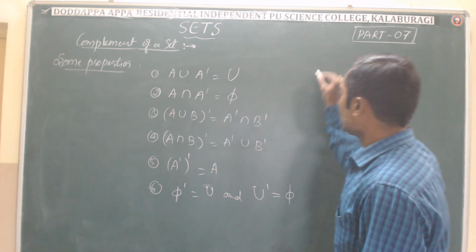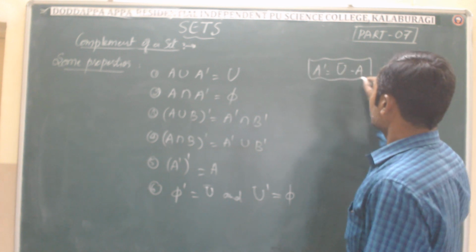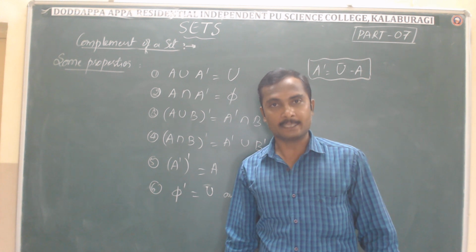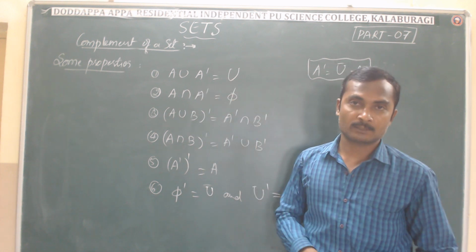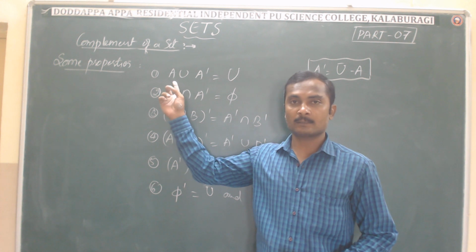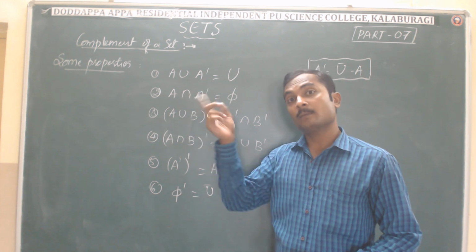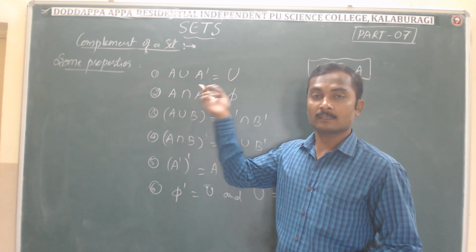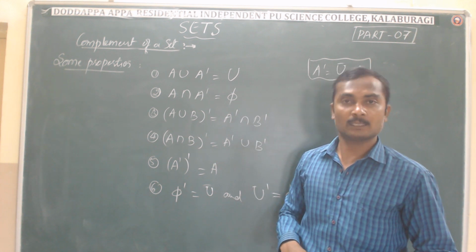And I told you that the complement of a set A is given by U minus A. The deleted elements of A in the universal set form the complement of the set A. So some properties exist here. A union A complement is the universal set. All the elements of A, and all the elements of the universal set that are not in A, if you take their union, you will get the universal set.